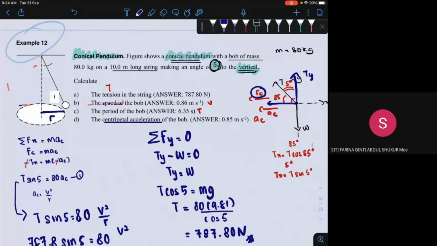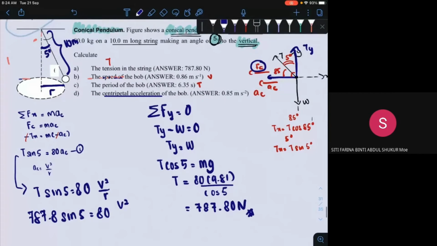Okay. So as you can see, given to you the theta of the triangle adalah 5 degree, the length of the string adalah 10 meter. So if I were to redraw my triangle here, saya akan ada triangle. Saya nak cari R. Saya tahu ini 10 meter. Saya tahu theta saya adalah 5. So ini adalah opposite of my theta. And this is my hypotenuse which I know the value.